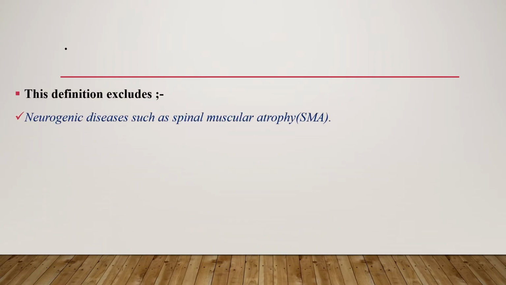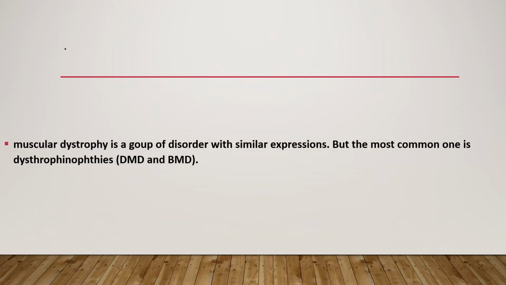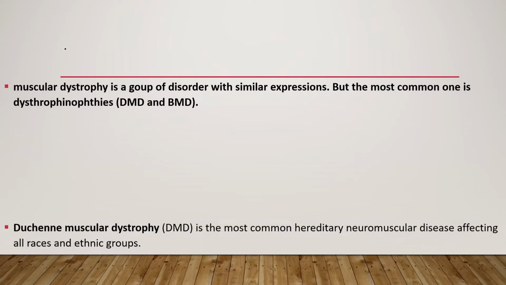This definition excludes neurogenic diseases such as spinal muscular atrophy, non-hereditary myopathies such as dermatomyositis, non-progressive and non-necrotizing congenital myopathies such as congenital muscle fiber type disproportion, and non-progressive hereditary metabolic myopathy. As I said above, muscular dystrophy is a group of disorders with similar expressions, but the most common ones are the dystrophinopathies. Those are Duchenne and Becker's muscular dystrophy.